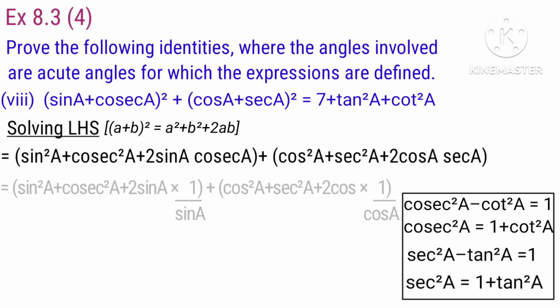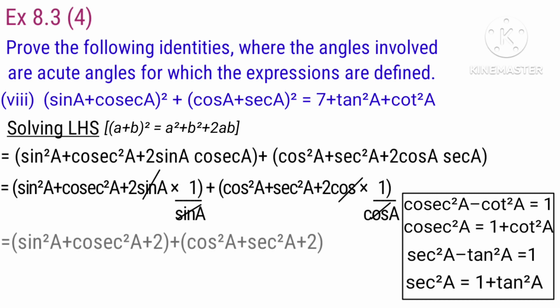ஸோ we'll see that is sin square a plus cosecant square a plus 2 sin a into 1 divided by sin a plus cos square a plus secant square a plus 2 cos a into 1 divided by cos a. So here sin a and sin a will get cancelled as well as cos a and cos a will get cancelled. So we'll get sin square a plus cosecant square a plus 2 plus cos square a plus secant square a plus 2. So now cosecant square a and secant square a ஓட ஃபார்முலாவை சப்ஸ்டியூட் பண்ணணும்.